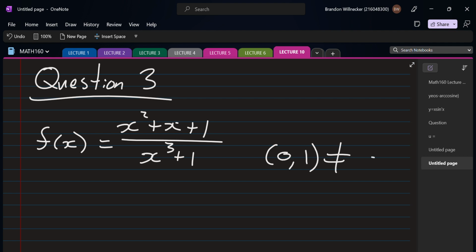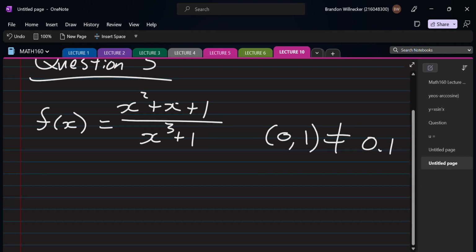This is not 0.1. Because the question said the point 0, 1. You know what a point is? It's some a comma b. If it is an x value, the question will say x equals 0.1. And just a note here, this comma, that's standard notation. If you have a comma, it means you're separating things like in a coordinate and so on. If you're writing a decimal, it's always a dot. So if you do see that in the notes and so on, that's the distinguishing feature between the two.